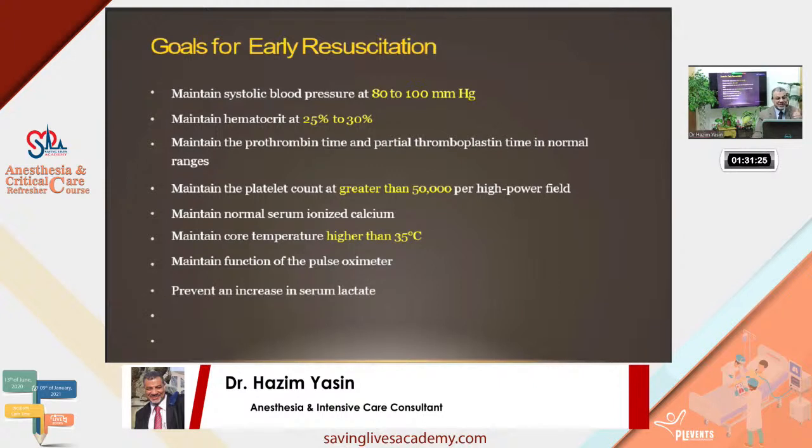Maintain function of pulse oximetry, warm extremities, prevent the increase of serum lactate, prevent acidosis and worsening, because acidosis is one of the three killers. Achieve adequate anaesthesia and analgesia. And really, it needs titration maybe every second.